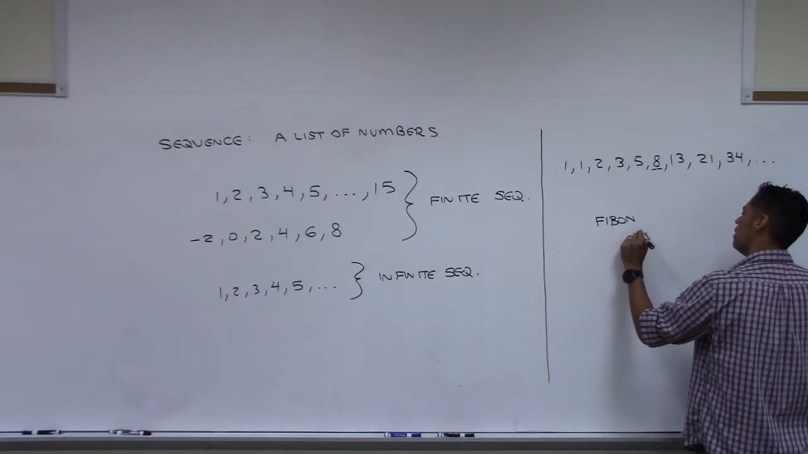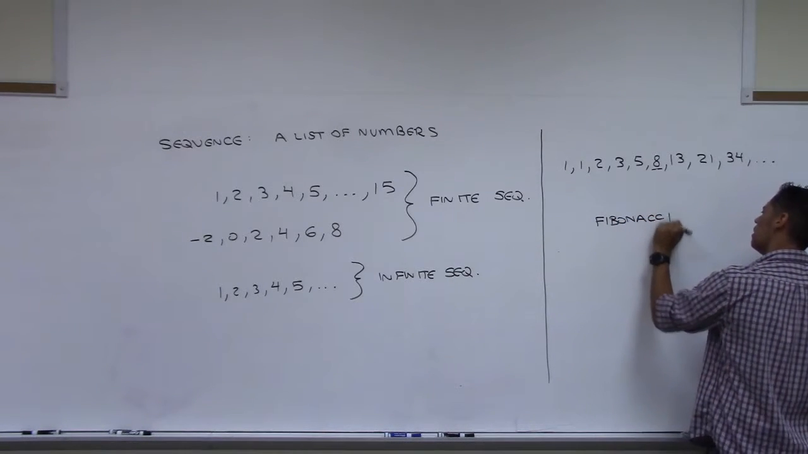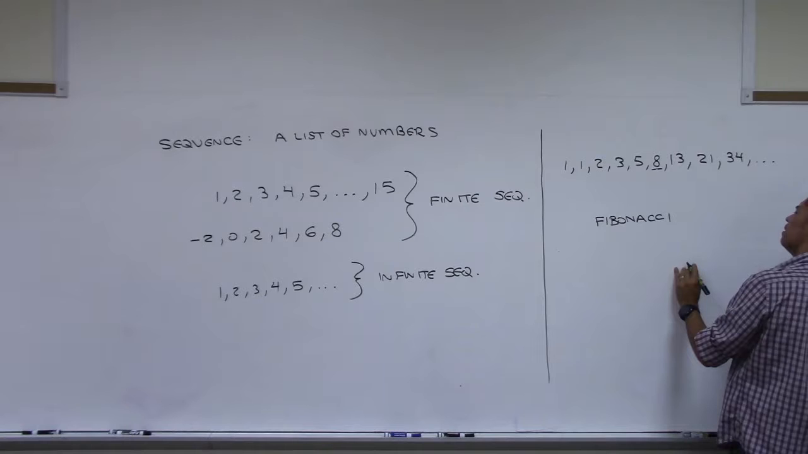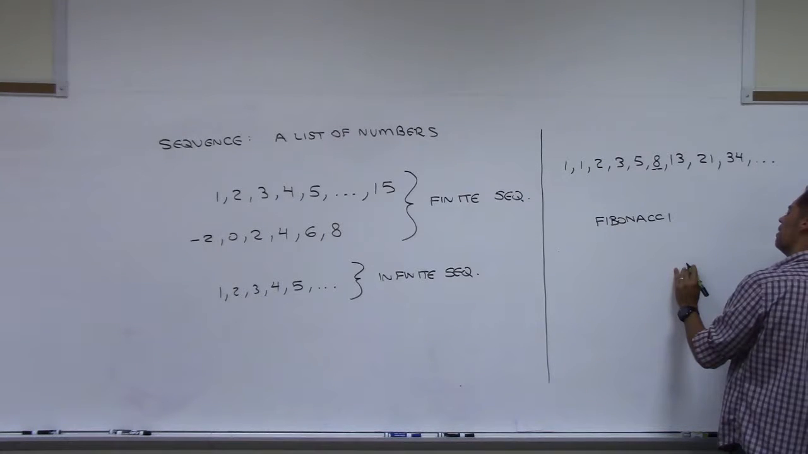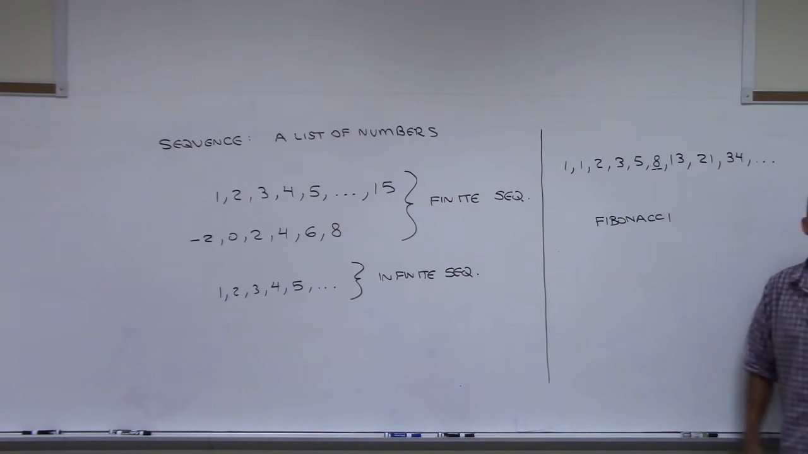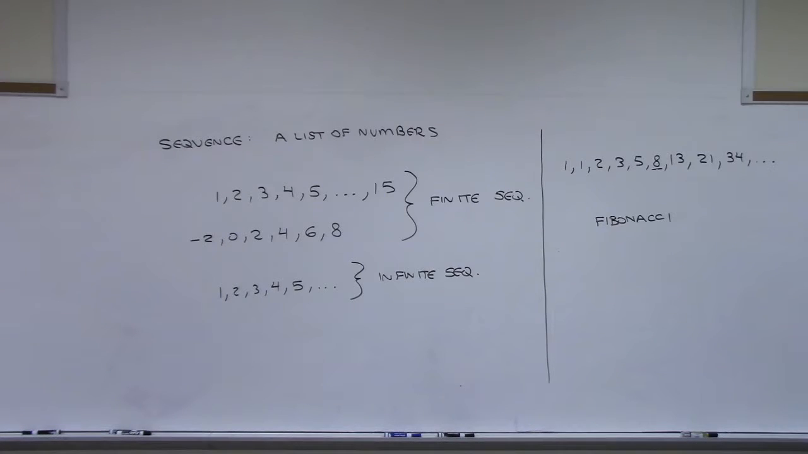I might not spell this right. Fibonacci? I think that's misspelled. Who cares? It's the Fibonacci sequence, all right? That's a very famous sequence. It is associated with something called the golden spiral. Finding things in nature, yep.